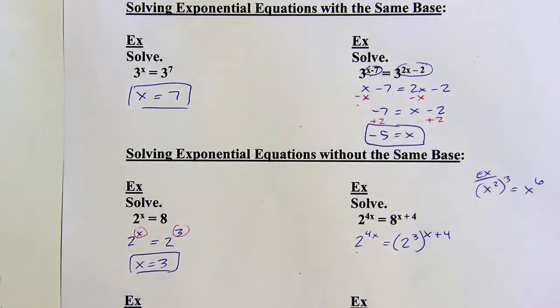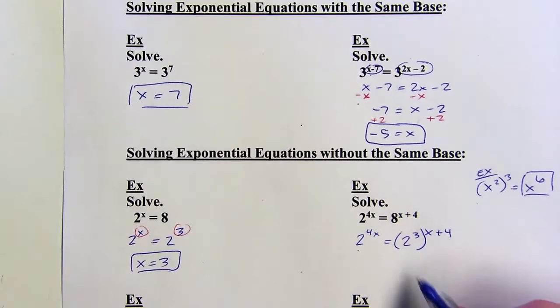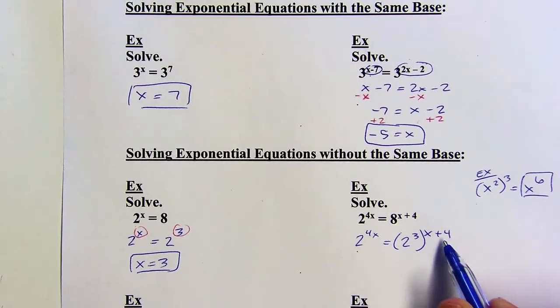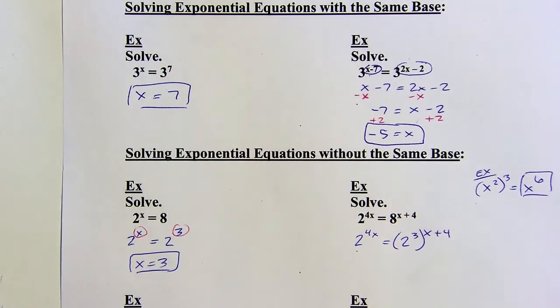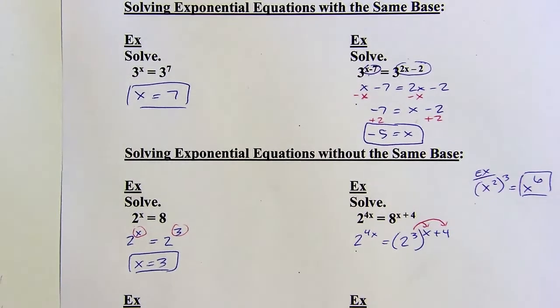So there would be 6 total x's. Okay, so I'm going to do the same thing here. I'm going to multiply 3 times the quantity x plus 4. And I say the quantity because you want to multiply both the x and the 4 by 3.